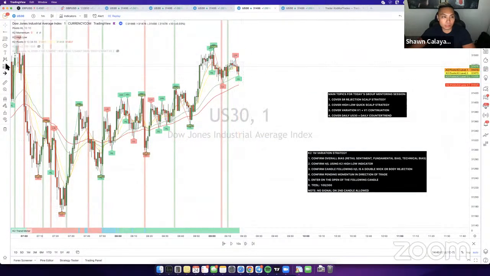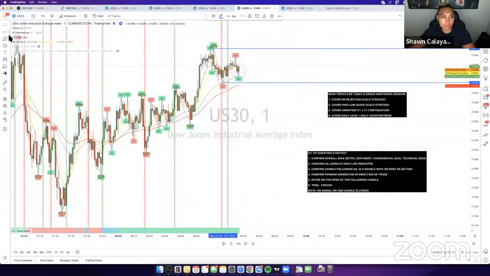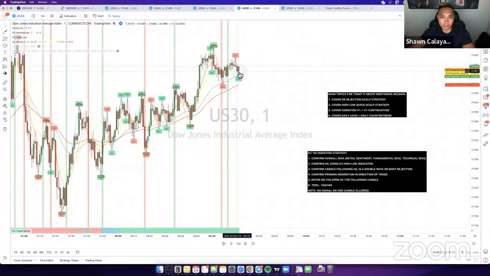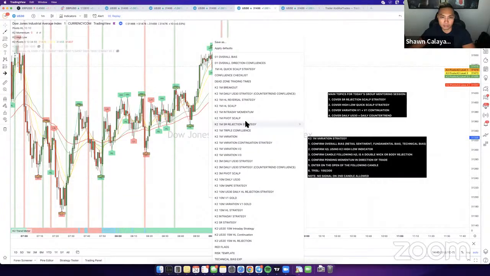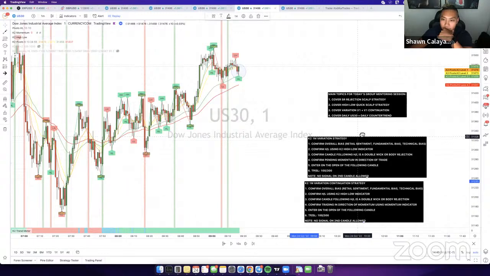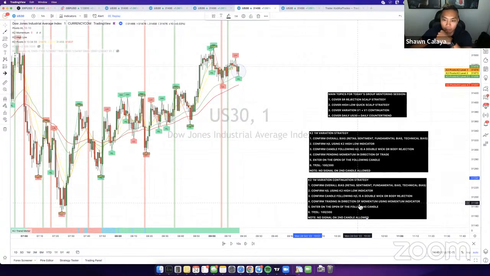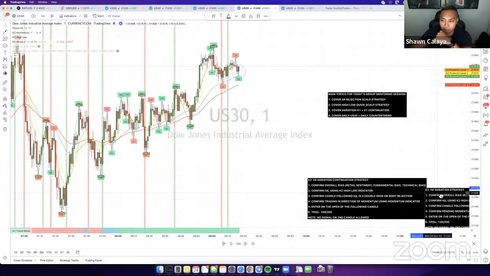All right, so right here is a continuation. I don't think I would personally take this trade because I can already see that price is ranging. As I mentioned, this strategy doesn't work well in ranging markets. Price is really just going sideways right here, but I'm just going to use this as an example. Just say, for example, the price was going directional and we had a double body right there. So let me put up the requirements for the continuation. It's pretty much the same thing, it's just you don't need a pending momentum. So let's go hide this over here.